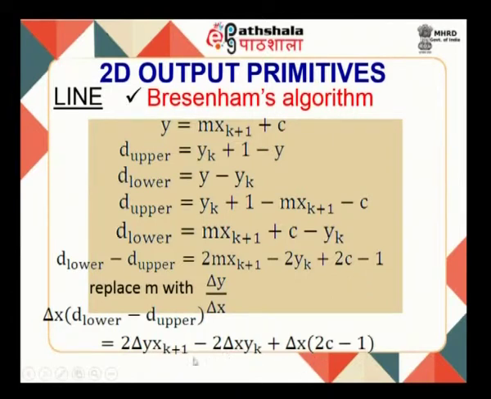So, this term is what you should remember, and Bresenham has replaced this term, d lower minus d upper, multiplied by delta x, as the decision parameter p k. It is called the decision parameter because the difference of d lower and d upper is going to tell us whether the lower pixel is to be chosen or the upper pixel is to be chosen.